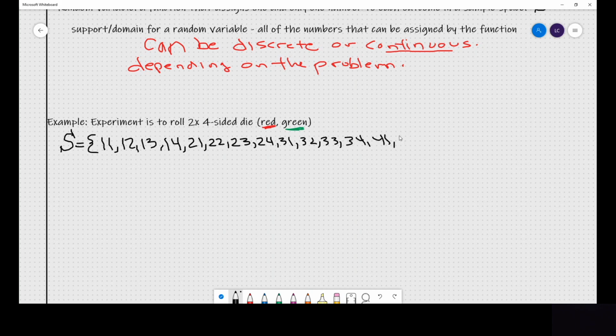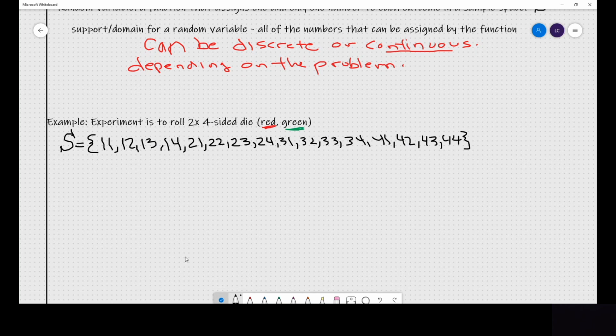I'm just going to write them out for completeness. We'll come back and look at some of these in a few minutes. But you can see why I decided to make it a 4-sided die, not a 6-sided die, because my sample space would have been a lot larger. 6 times 6 is 36 outcomes instead of just 4 times 4, which is 16. Okay, so that's the sample space.